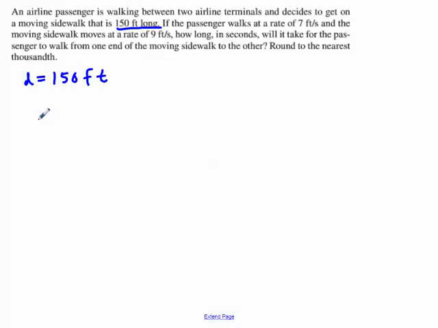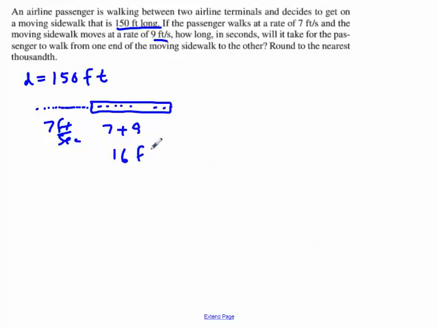So the passenger is walking along, and all of a sudden he gets on the moving sidewalk. He's walking along at about 7 feet per second, and then he gets on the moving sidewalk and he's going a lot faster. He's going 7 feet per second over here, but over here the moving sidewalk is pushing him along, so it's 7 feet per second plus the 9 feet per second that the sidewalk is moving. So here he's going 16 feet per second, because the person walking alongside him is still walking at 7 feet per second. He's going to zoom past this guy. He's going to go a lot faster on the moving sidewalk.